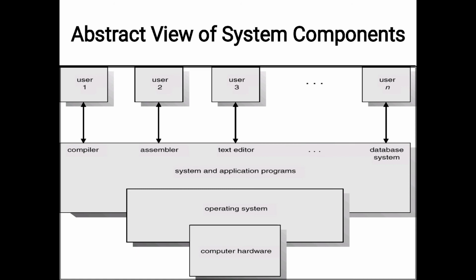If you want to have an abstract view of the computer system components, it will look like this. At the core, down at the bottom of the page, you have the computer hardware. The next layer will be the operating system. The next layer will be system and application programs. And then you have the users.